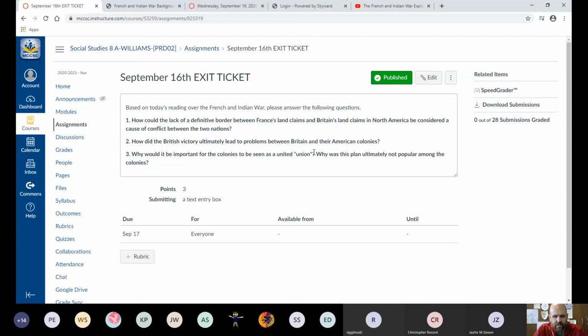And number 3, notice it does have 2 parts here, so make sure you see that. Why would it be important for the colonies to be seen as a united union? Why was the plan ultimately not popular among the colonies? And so that's what I want you to complete for today for your exit ticket to help verify attendance, okay?